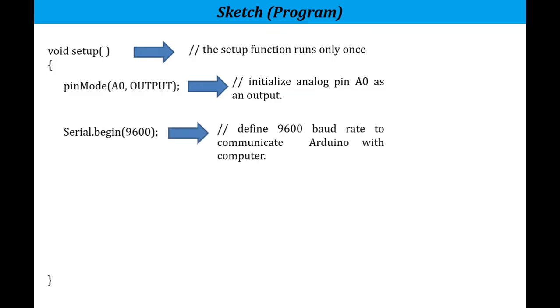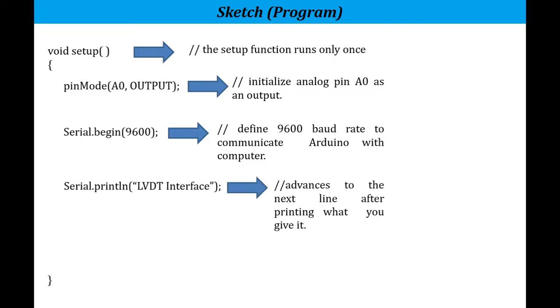It is used to begin serial communication with a baud rate of 9600. Then Serial.println LVDT interface. Whatever sentence is written here in double quotes will be printed, that is LVDT interface, and after that the cursor will go to the next line. Next is delay 1000, that is wait for a second.